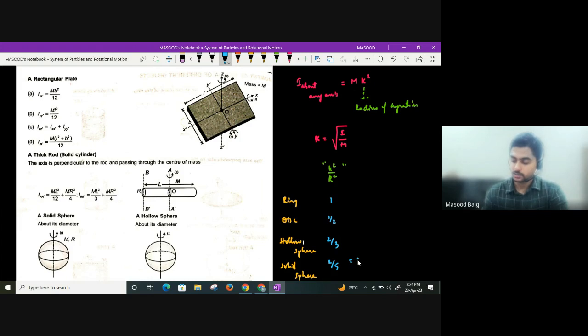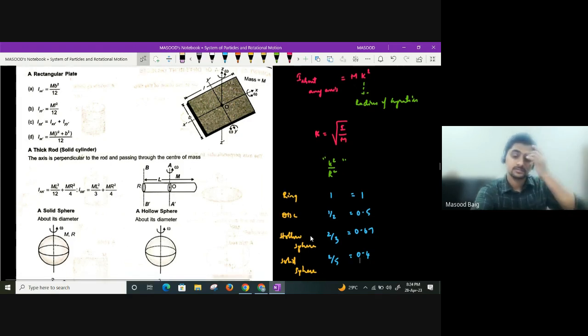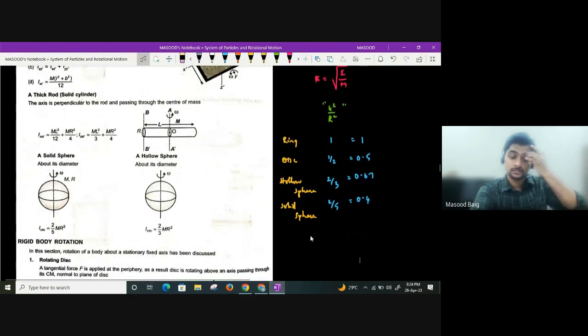So lesser k square by r square value is there for which object, beta? It is there for solid sphere. For ring and hollow cylinder, same. For disk and solid cylinder, same, guys. So lesser k square by r square value is there for solid sphere. How much is it? 0.4, guys. Clear, everyone? Yes or no?